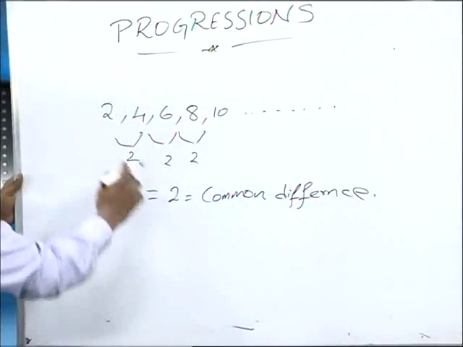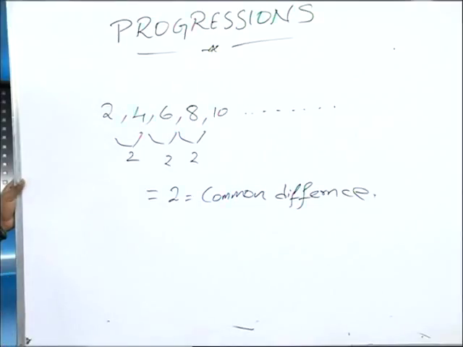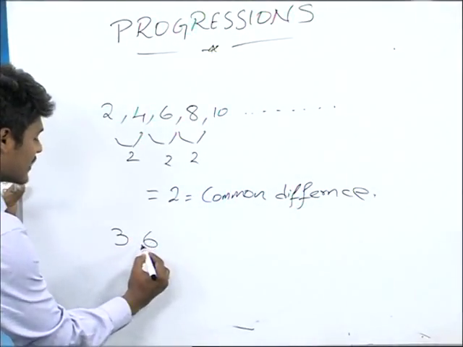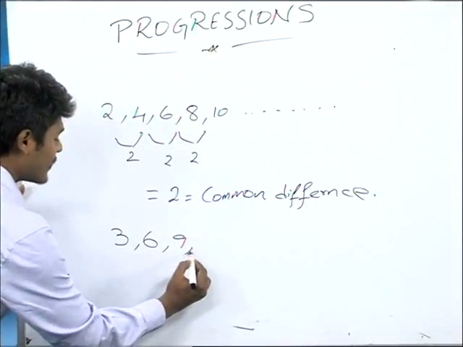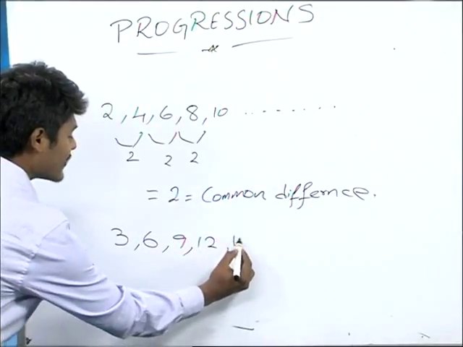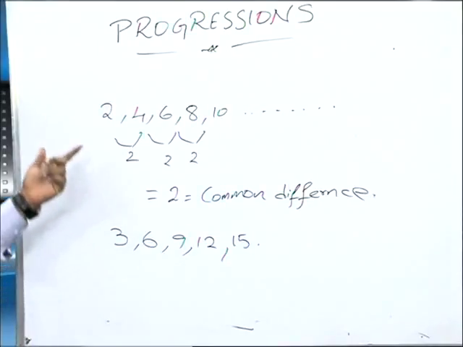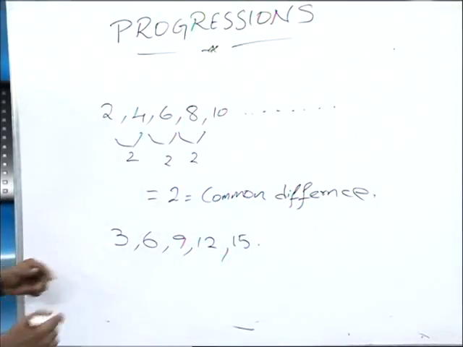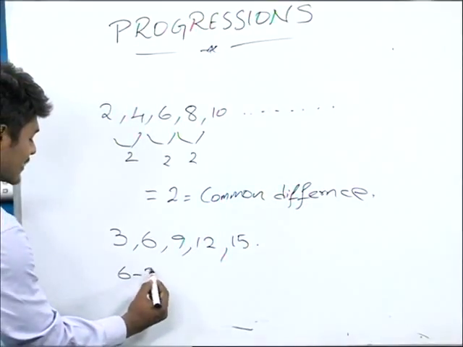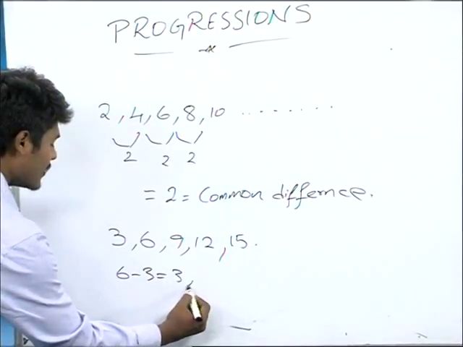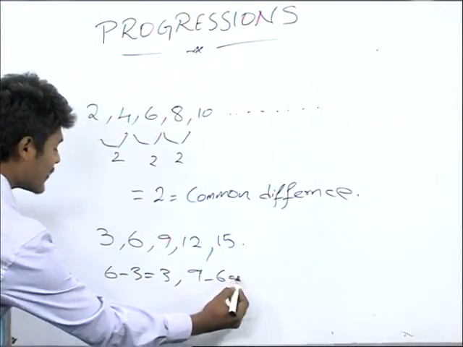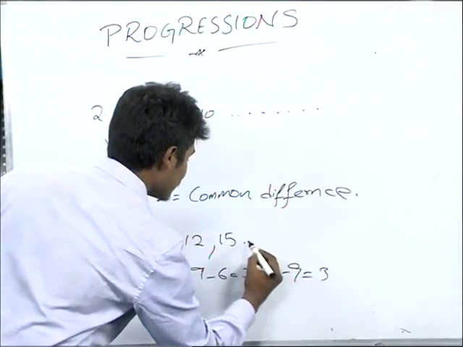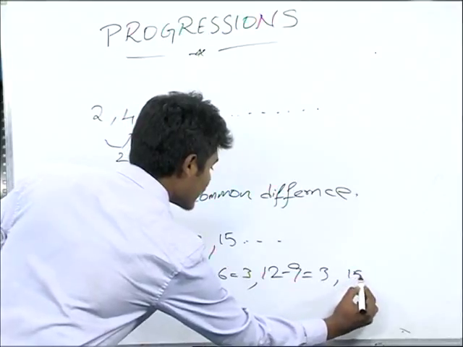For the entire chain of terms. Similarly, 3, 6, 9, 12, 15. See, here also the terms increase, but the terms increase by 3. 6 minus 3 is 3, 9 minus 6 is also 3, 12 minus 9 is also 3, 15 minus 12 is also 3.